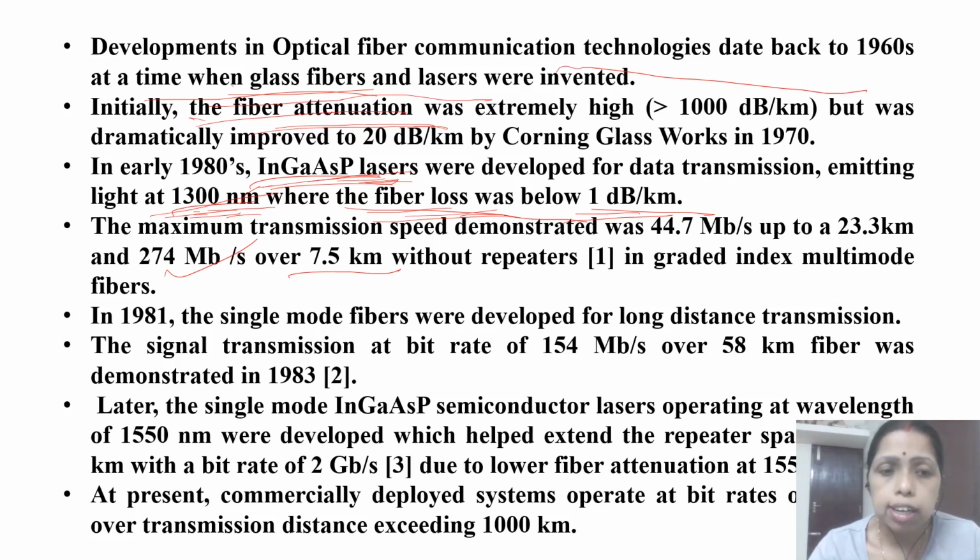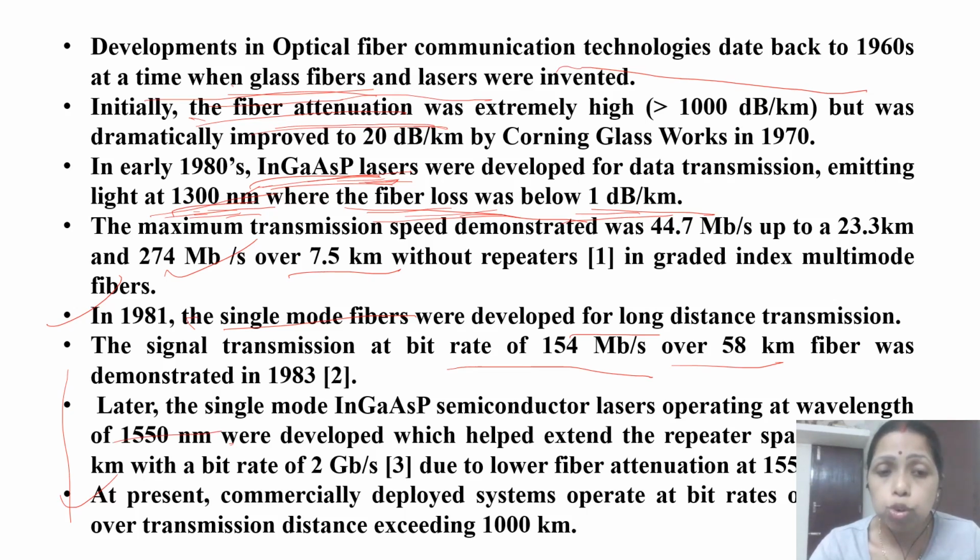And in 1981, fiber. There is a mode, meaning how the electromagnetic wave is transferring through the fiber. The configuration of the electromagnetic wave is defined as a mode. Based on the mode, the fiber can also be divided. I will discuss this in the coming lecture. There is single mode fiber and multi mode fiber. Normally single mode fiber is used for long distance communication, which can give a speed of 154 megabit per second over 58 kilometer. So these are some evolutions of optical fiber, how we can design the optical fiber.